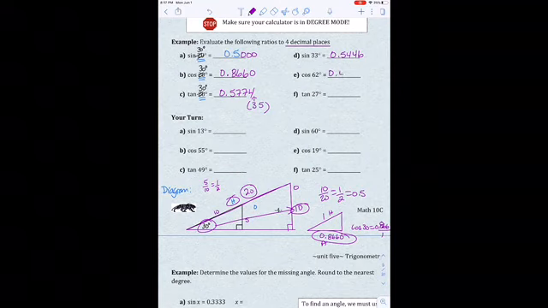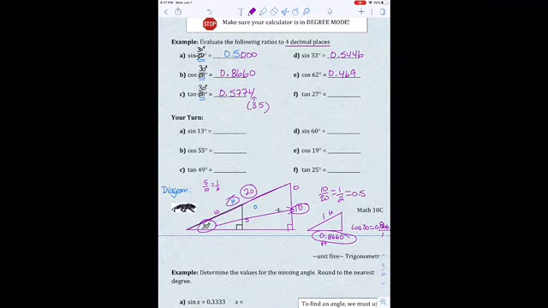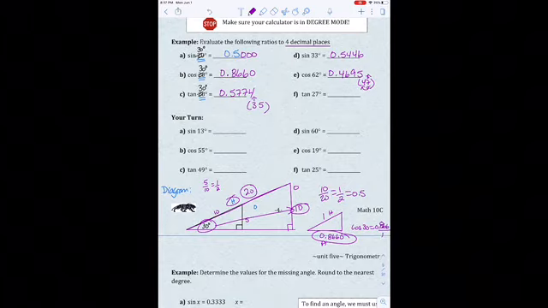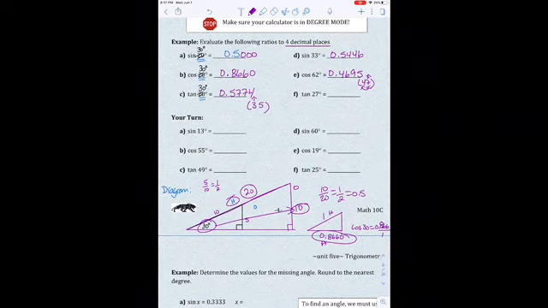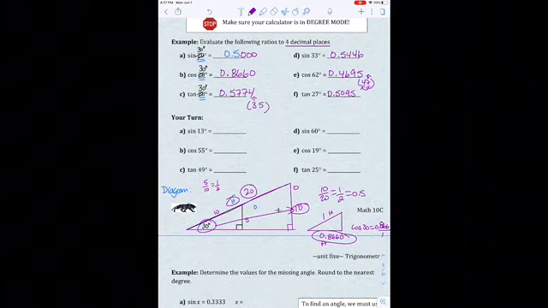Okay, 0.4695, because that was 47. Okay, we round up, right? We're going to round up because of the 7. And then tan of 27, I push tan 27, 0.5095. Clearly, you need a calculator to do trig.